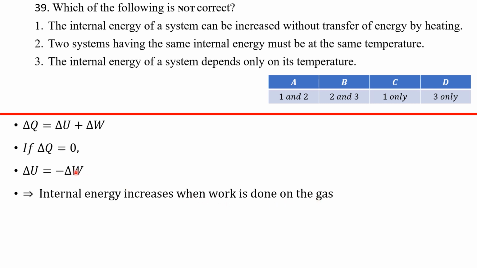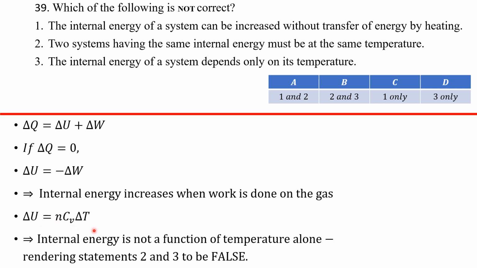So I can increase internal energy without necessarily supplying heat. I can simply do work on the gas, maybe by compressing it, and in that case I'll be increasing the internal energy of the gas. It's as simple as that. And then next you can notice that dU is n C sub v delta T. What does this mean? That internal energy is not a function of temperature alone, right?